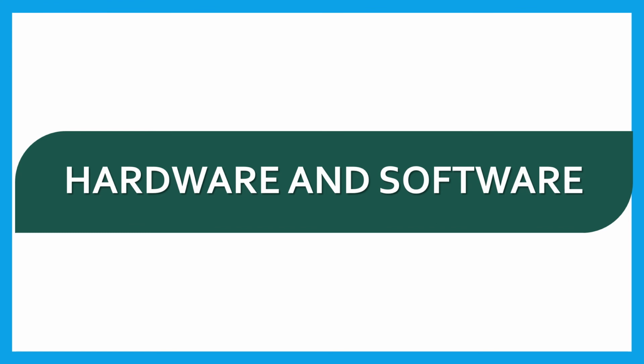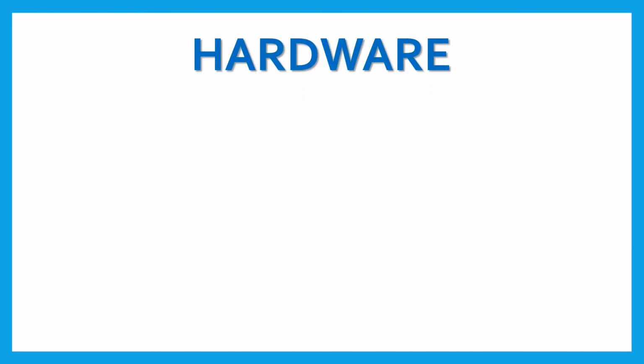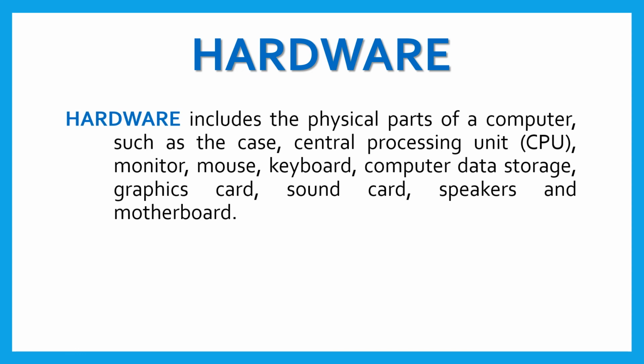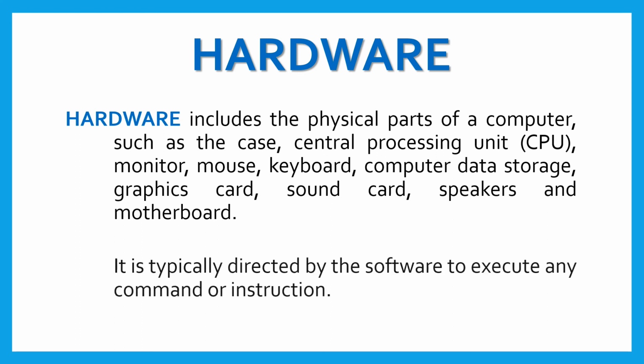Let's proceed to hardware and software. Hardware. Hardware includes the physical parts of a computer such as the case, central processing unit or CPU, monitor, mouse, keyboard, computer data storage, graphics card, sound card, speakers, and motherboard. It is typically directed by the software to execute any command or instruction.